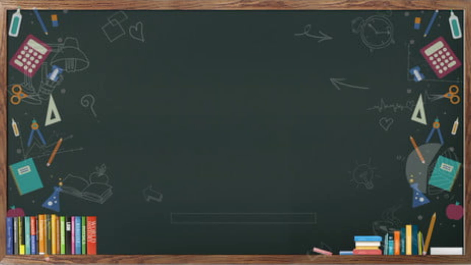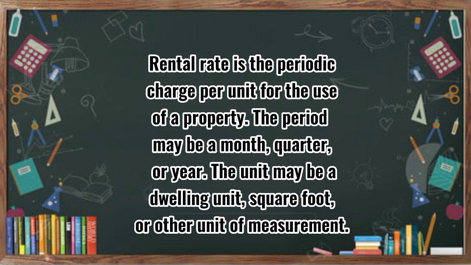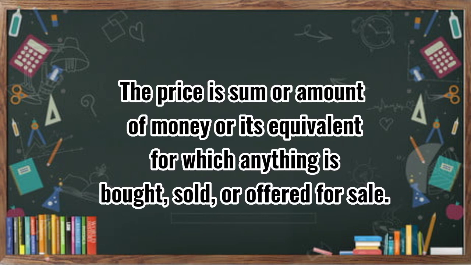The last one is rental rates. Rental rates are the periodic charges per unit for the use of property. The period may be a month, quarter, or year. The unit may be a dwelling unit, square foot, or other unit of measurement. The price is the sum or amount of money or its equivalent for which anything is bought, sold, or offered for sale.